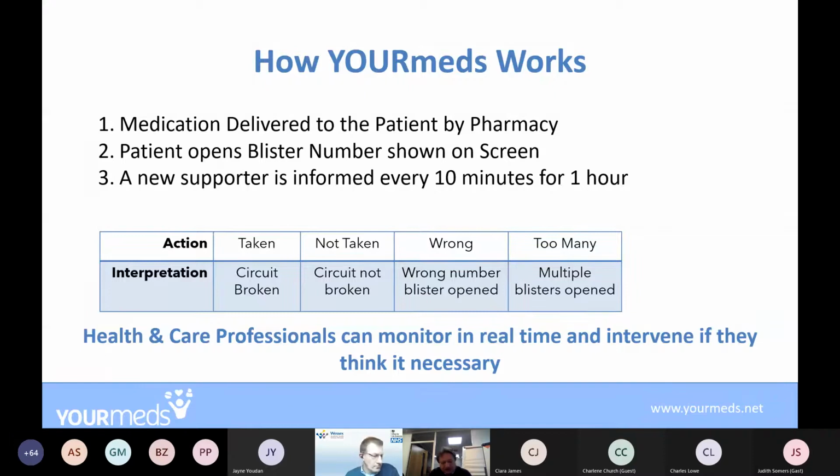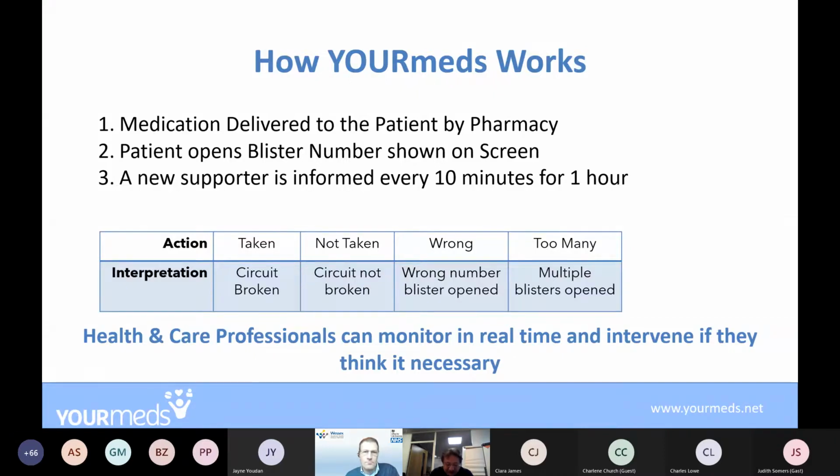We believe it's very important that only pharmacists fill our boxes. There's a lot of academic and NHS data to suggest that unqualified people filling boxes can make errors, compounding health problems. What does YOURmeds actually tell you?